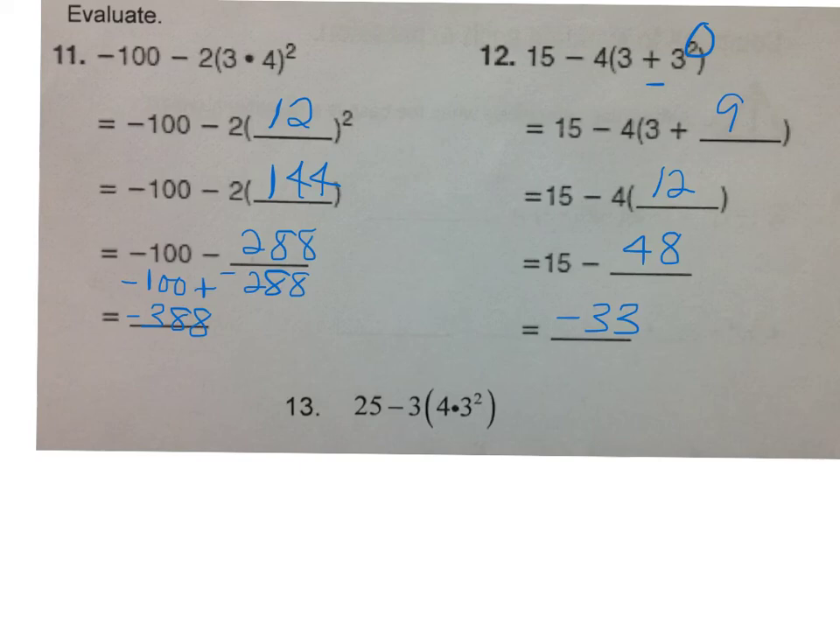All right, and example number 13 is for you to try on your own. 25 minus 3 times the quantity 4 times 3 squared. Remember, you're always going to follow order of operations whenever you're evaluating an expression.